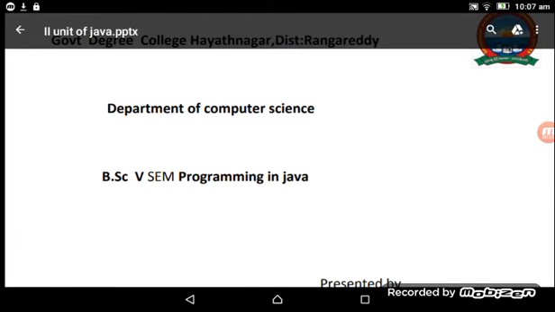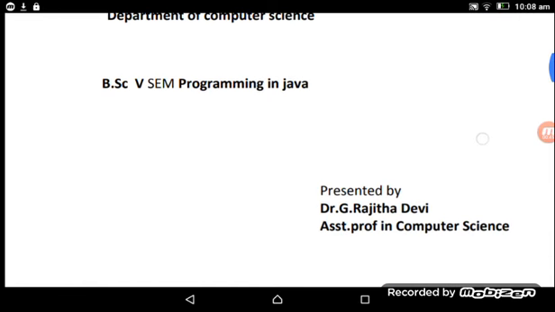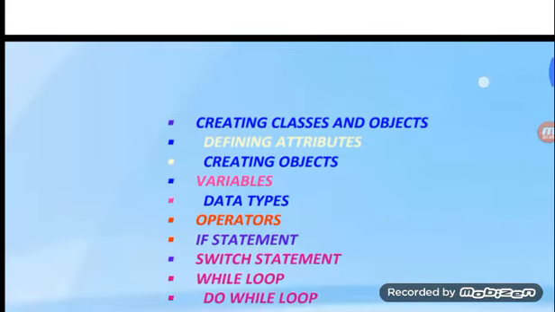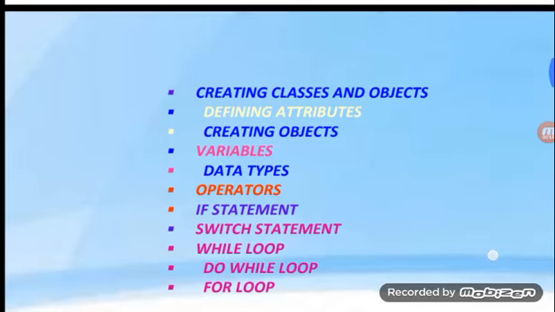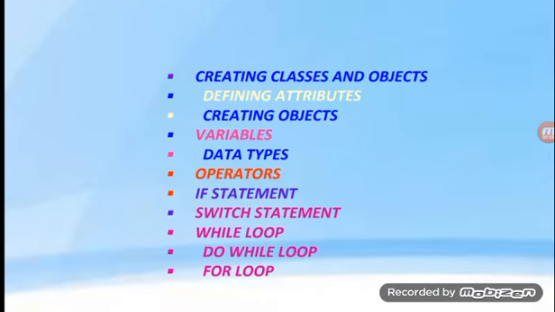In the earlier class, I discussed the basic introduction to Java programming, what an object is, what a class is, and what methods are when using classes. Those things we discussed in the previous session. In this session, I will discuss creating classes and objects, defining attributes, creating objects and variables, data types, operators, if statement, switch statement, while loop, do while loop, and for loop.